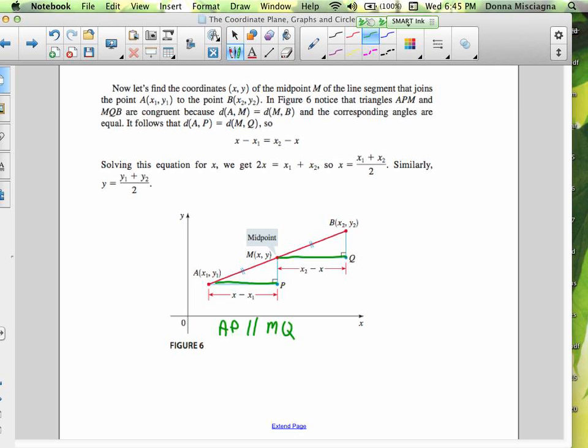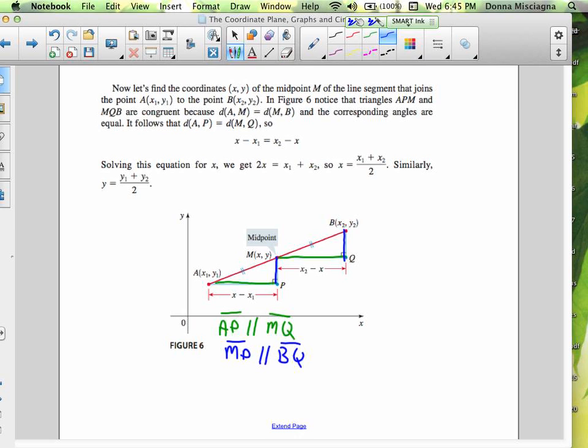We also have a pair of vertical lines, MP and BQ. They both have undefined slope. So those segments are also parallel. So MP is parallel to BQ. And when lines are parallel, certain angles have to be congruent, right?